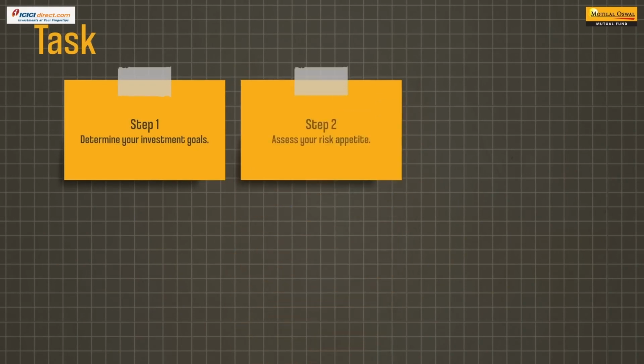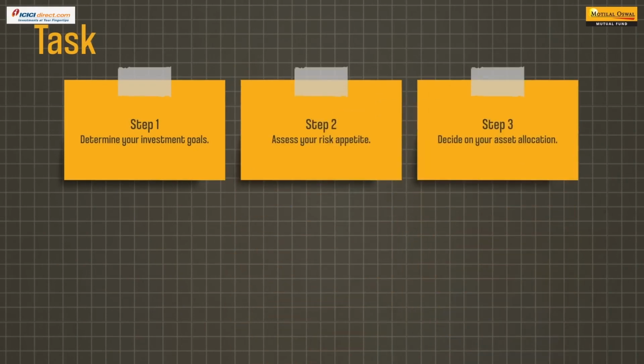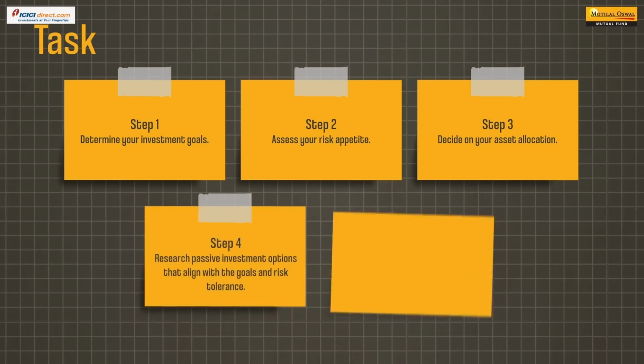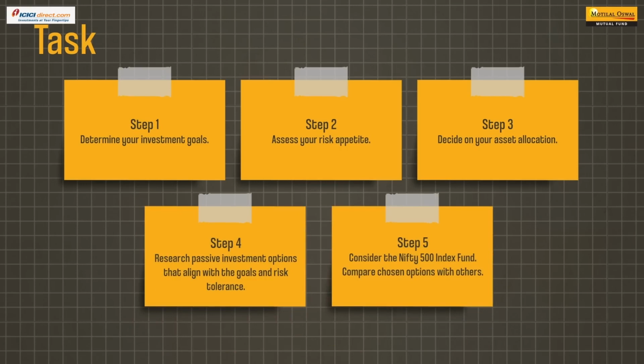Yeah, absolutely. So I think the task for this video is you have to figure out your investment goals, risk appetite, and asset allocation, the three most important things before you make a decision. Write them down and try to be as specific as possible. Once you have a clear understanding of your investment profile, start researching passive investment options that align with your goals and risk tolerance. Consider Nifty 500 index fund as one of the options and compare it with others. And you can share your findings and insights with others in the comment section below.